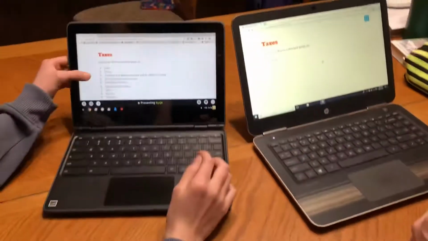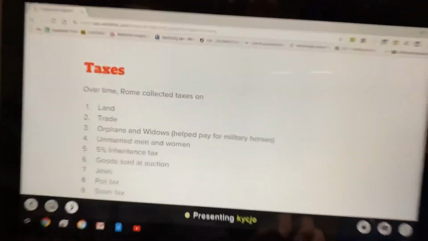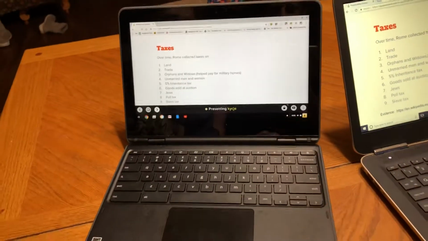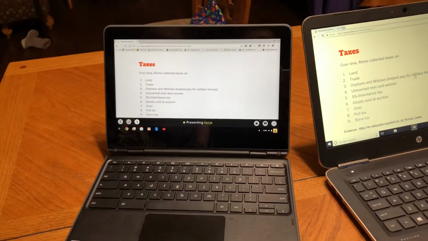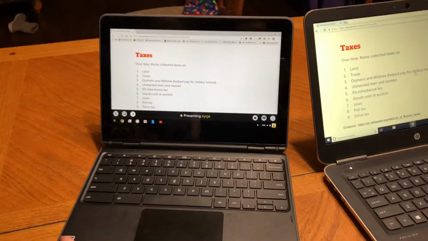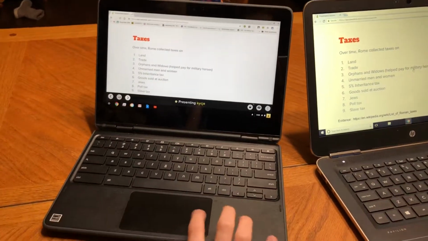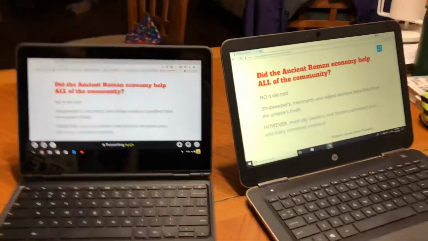Okay, so taxes. Over time, Rome collects taxes on land, trade, orphans, and widows, which help pay for the military, horses, unmarried men and women, a 5% inheritance tax, goods sold at auction, a poll tax on Jews, and a slave tax. Okay, that's anti-Semitic.